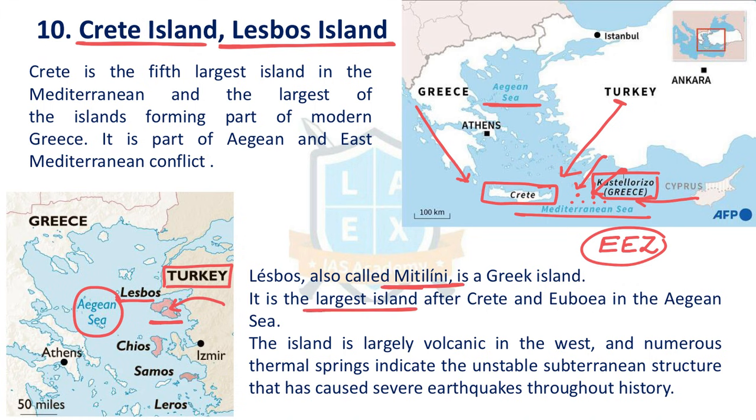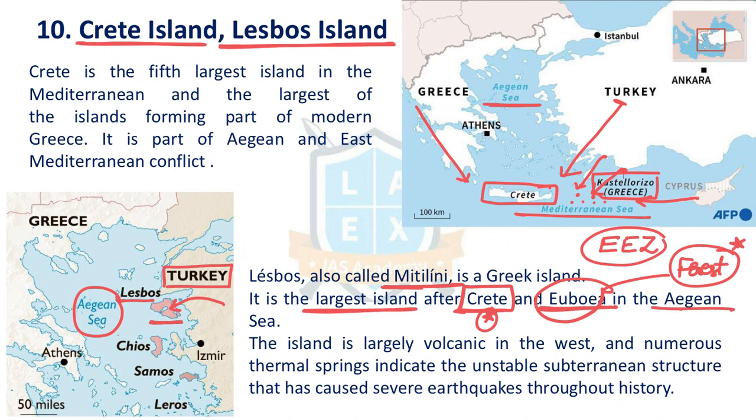This is the largest island after Crete and Euboea Island. Euboea Island is in news because of the Greek forest fires. Last month's forest fires have impacted this island. That's why this one is in news. Crete is the important island in this region. Euboea is located in the Aegean Sea. Crete is located between the Aegean Sea and the Mediterranean Sea.